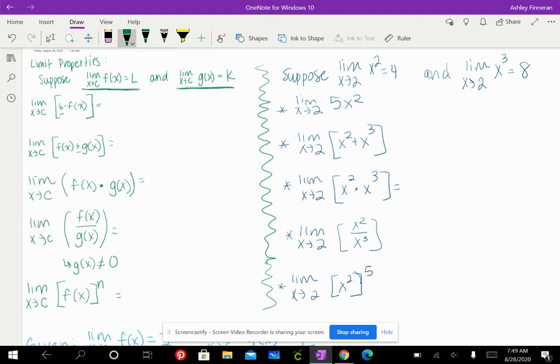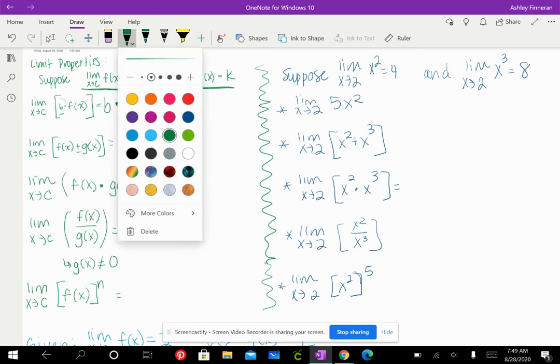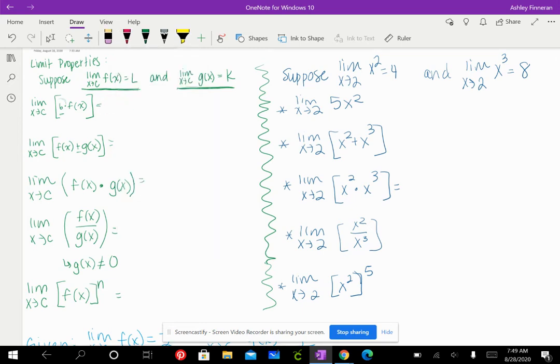If I want to find the limit as x approaches c of some number b, so that's a constant, so it's not a variable, but some number b times f of x, then since I know that the limit as x approaches c of f of x is L, I can just take L and multiply by b. Meaning, let's take a look at the example over here, and I'll do this in a different color. Let's change to pink. I'll put all of the answers in pink so that helps you out a little bit. So for my example, I'm telling you that the limit as x approaches 2 of x squared is 4, and the limit as x approaches 2 of x cubed is 8.